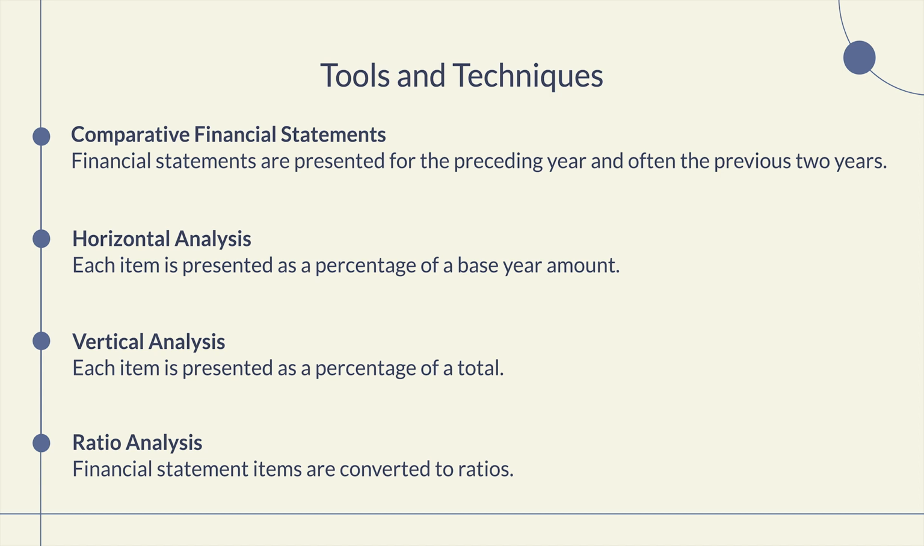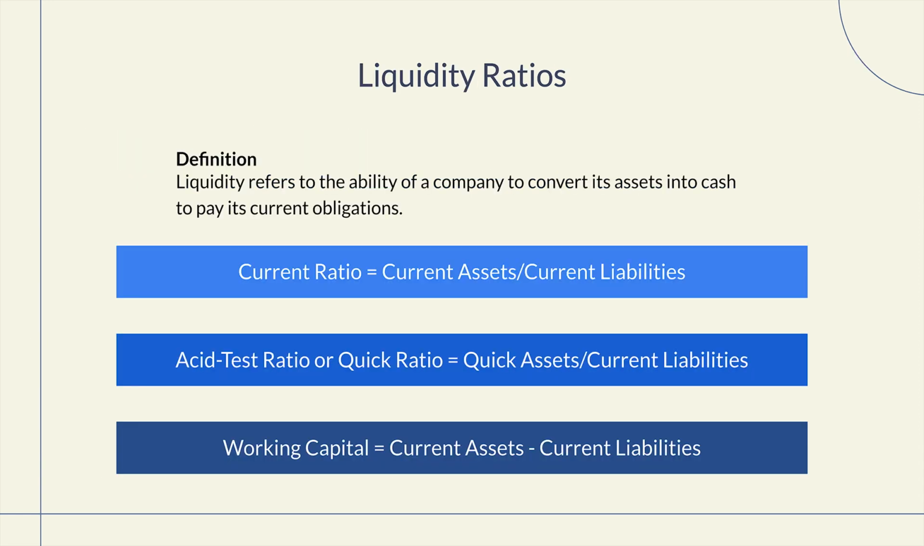And finally, ratio analysis. Financial statement items are converted into ratios for evaluating the company's performance and risk, and we will turn to this topic in closing the chapter. In the context of this chapter, we will focus on financial statement analysis, embodying liquidity and solvency ratios.